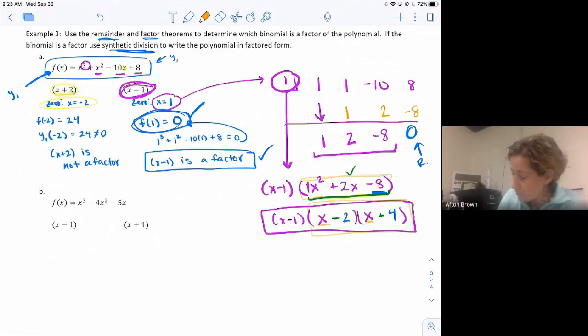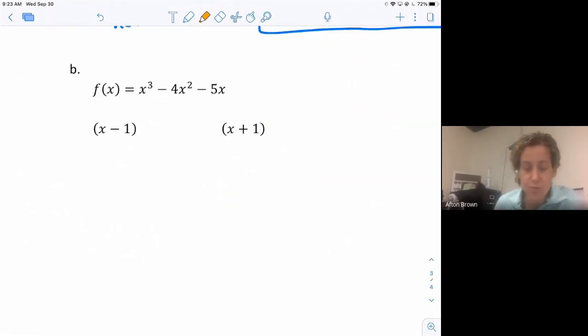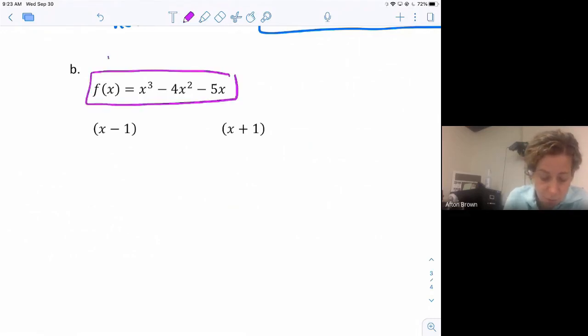Okay, so let's do B, and I'm going to do B reviewing the calculator stuff, which I know took us a long time on the last one, but I'll show you how it's going to be a lot faster. So we're going to enter this function into y1. In your calculator, in y1, enter x cubed minus 4x squared minus 5x. I want you to enter that polynomial into your y1.